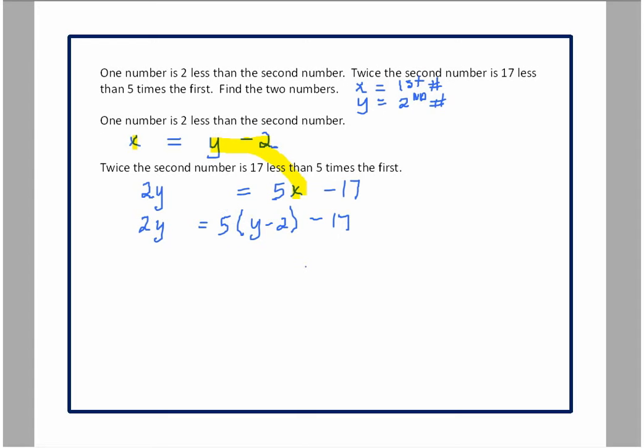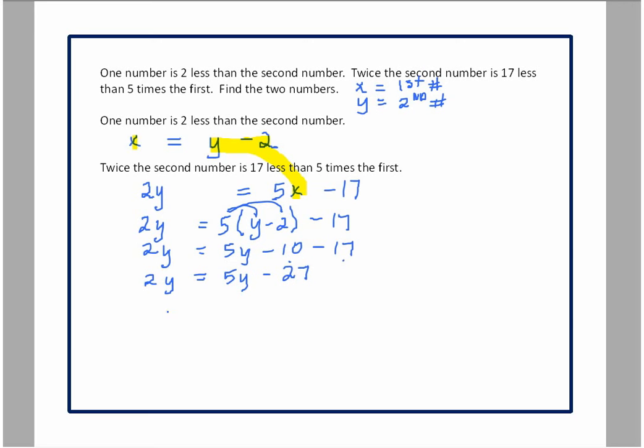Okay, so let's solve. We're going to distribute in the parentheses, so that gives us 2y equals 5y minus 10, because 5 times 2 is 10, and then minus 17. Now let's combine like terms. We have 2y equals 5y, and then minus 10 minus 17 is a negative 27.